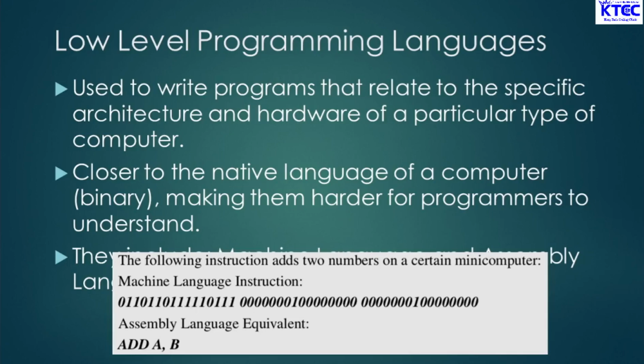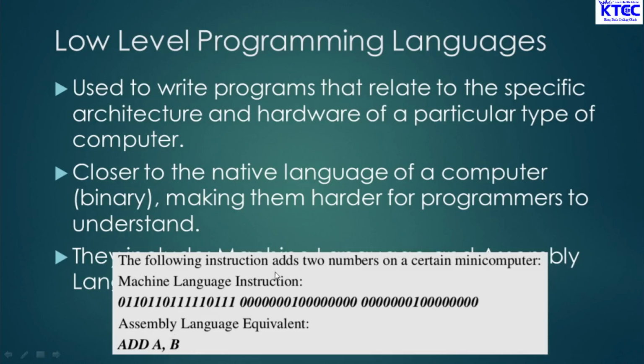In binary, that is zeros and ones. That is the only language the computer understands. The computer understands only zeros and ones, making them harder for programmers to understand. How can you understand zeros and ones? Just look at these typical examples here.